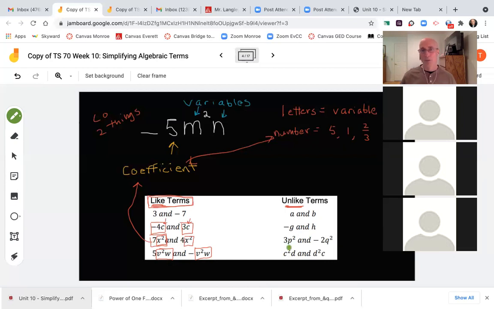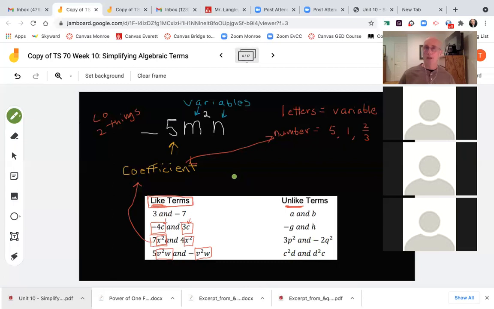Then you have 3p squared and -2q squared. Oh, I've got a p squared and a q squared. Those are different letters, so they're not alike. c squared d and d squared c: I've got the same letters, but you'll notice they're in a different order, and the c is squared in one, the d is squared in the other. That's different, we're squaring different letters. So they're unlike terms.